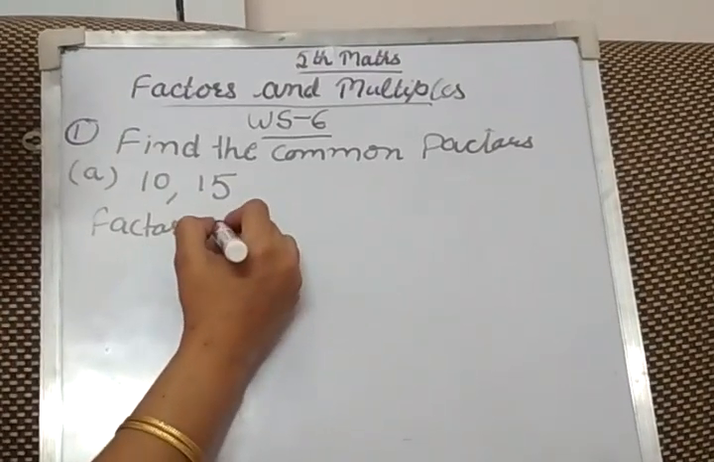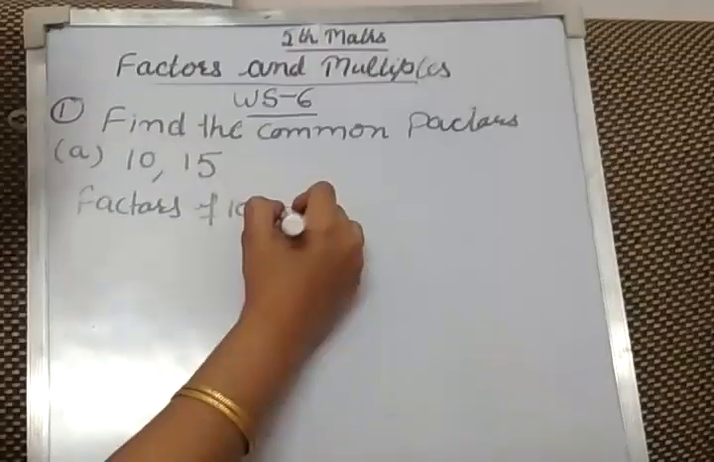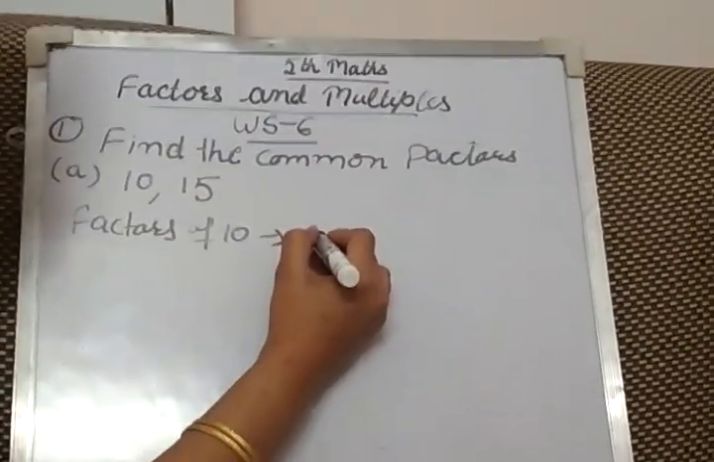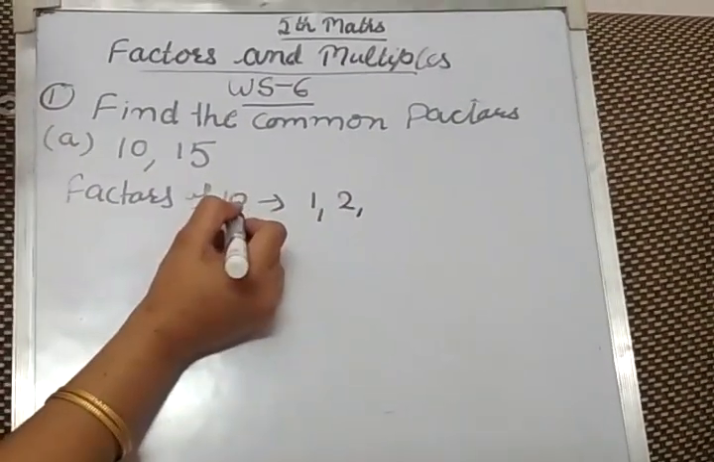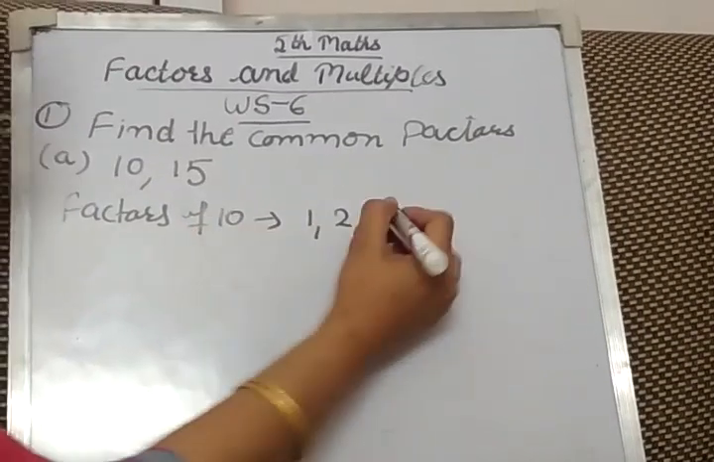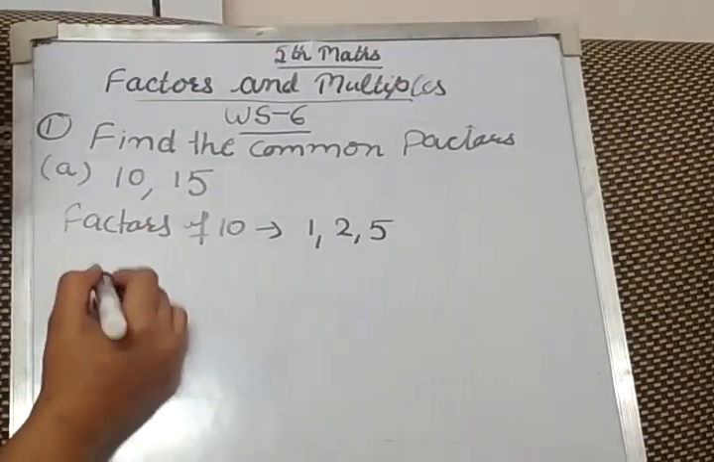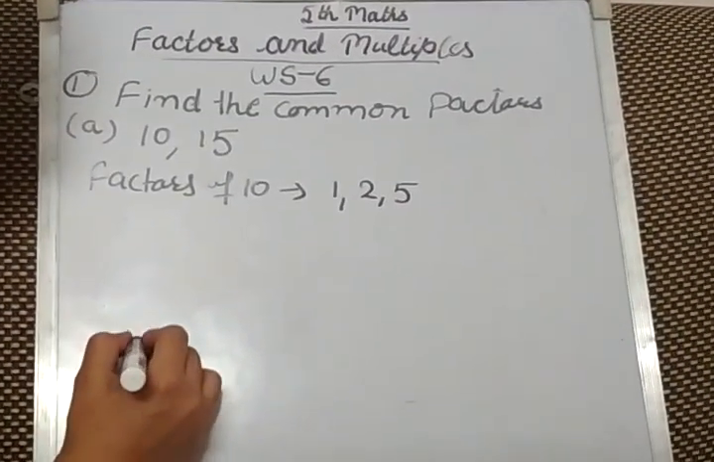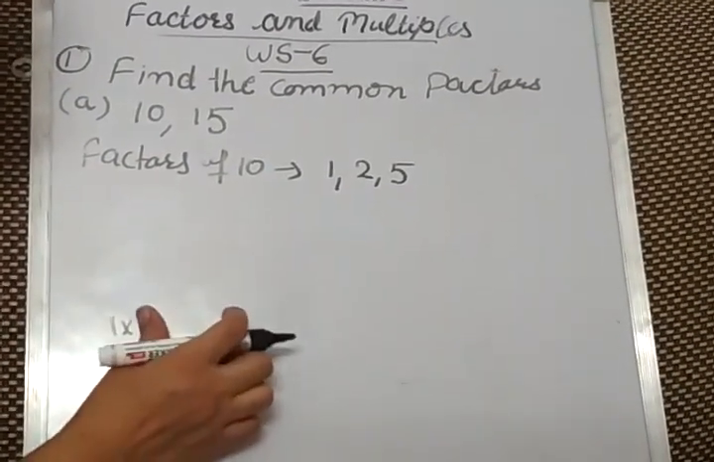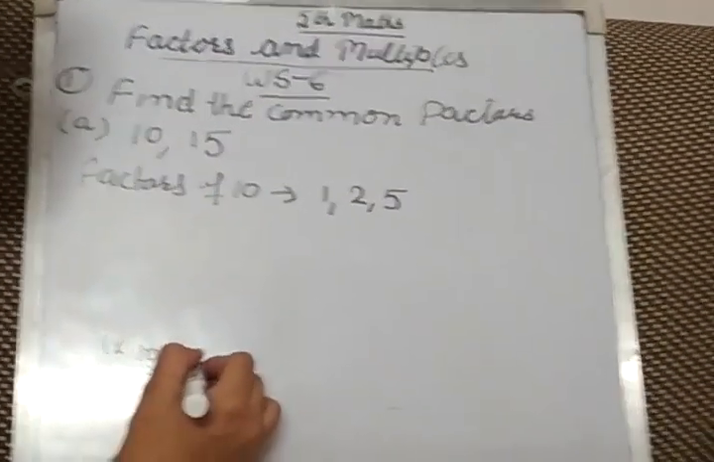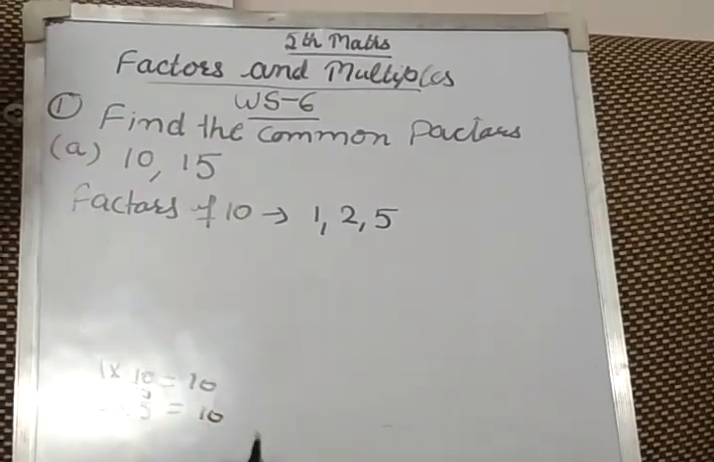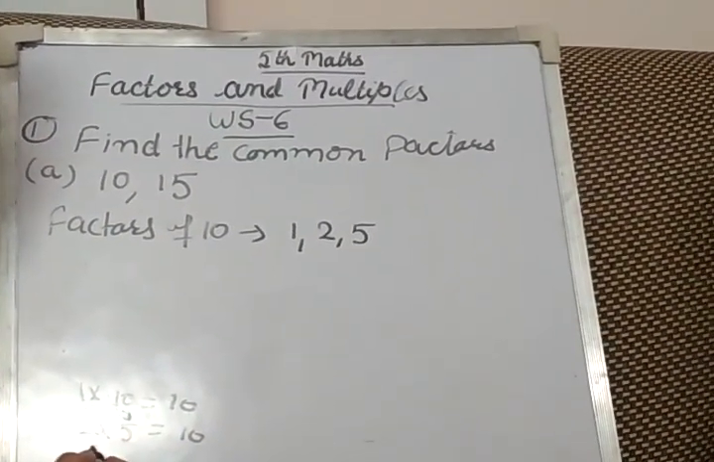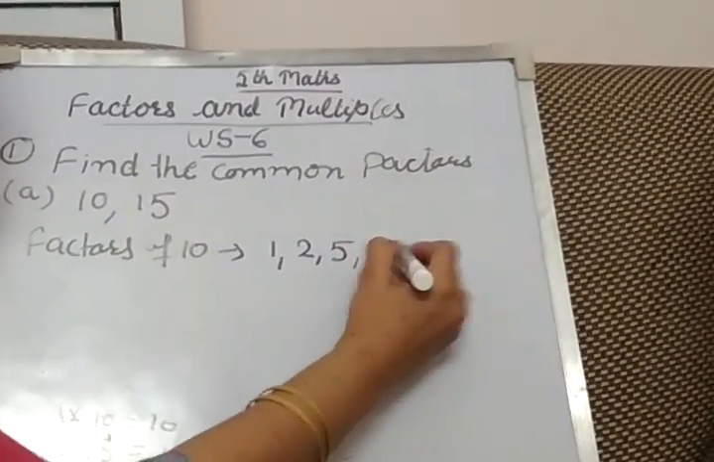Factors are equal to or smaller than the number. Factors of 10 means which numbers divide 10? 1, 2, does 3 divide? No. 4 also will not. 5. Or you can simply write it in the rough work: 1 into 10, 2 into 5. After that, no 3, no 4. It means these are the factors of 10.